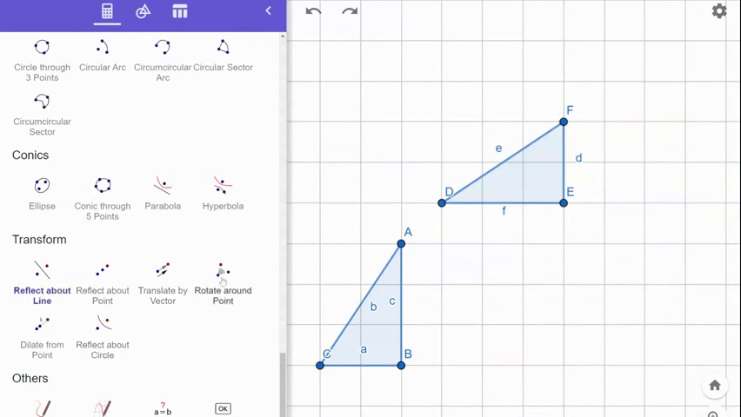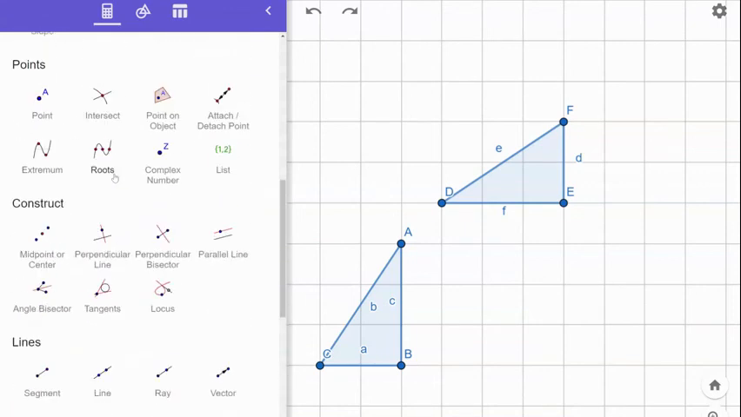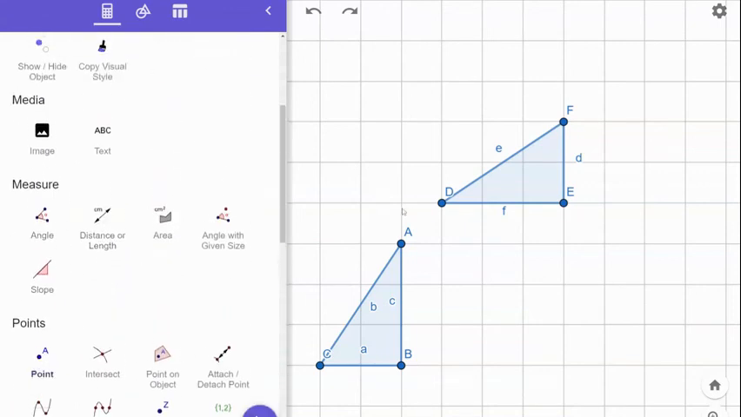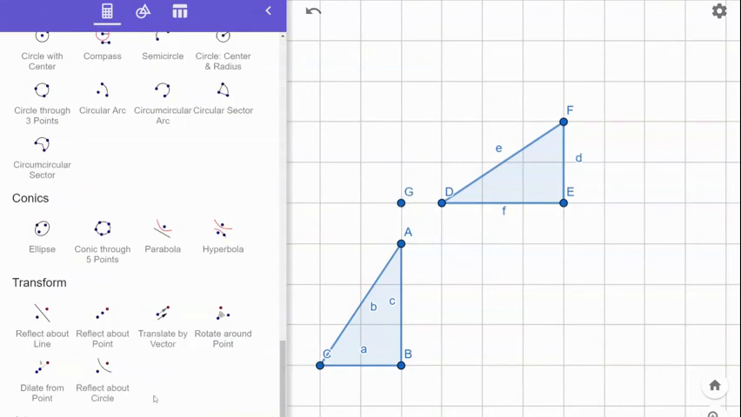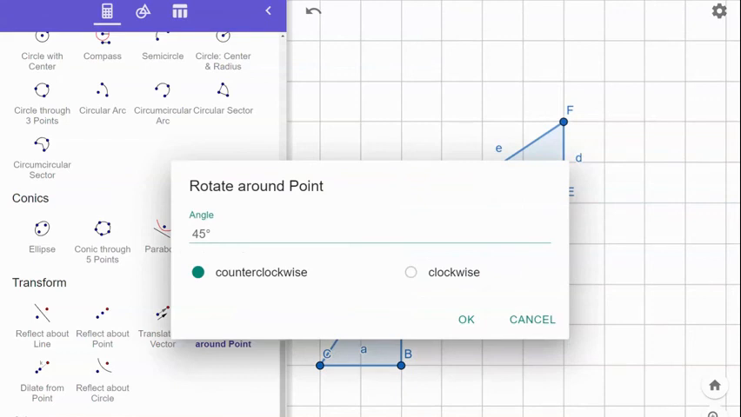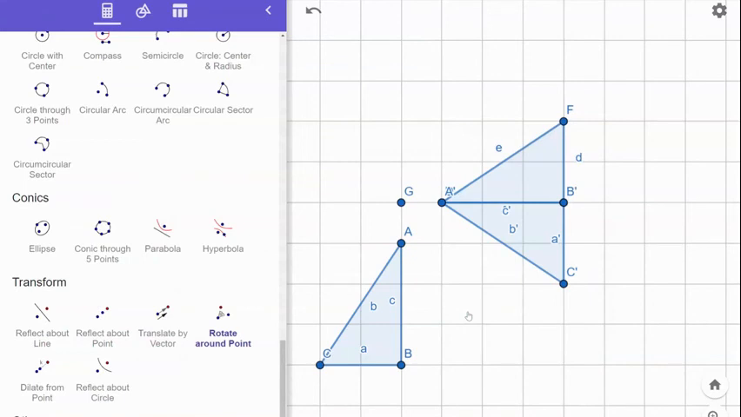Let's try rotation for giggles. Let me create a point of rotation. Let's say here, point G. And what if I do a rotation? Let's see, rotate about a point. Click on my triangle, click on my point of rotation. Counterclockwise, reverse of a clock. Sure, why not? And let's go 90 degrees. See what happens. Oh, look at that.